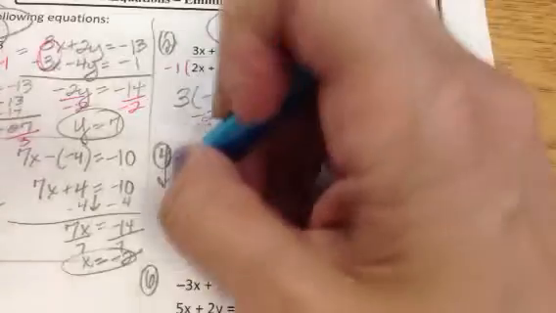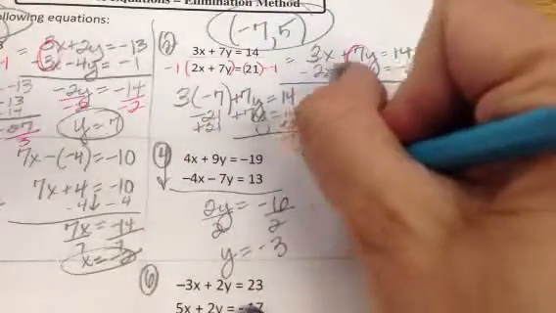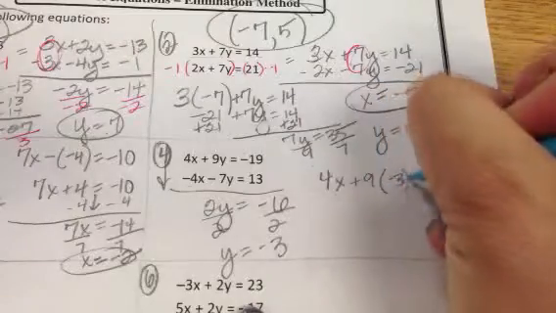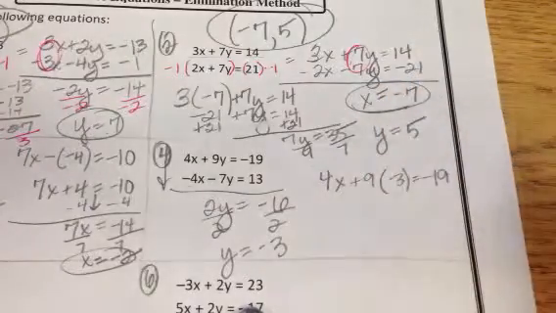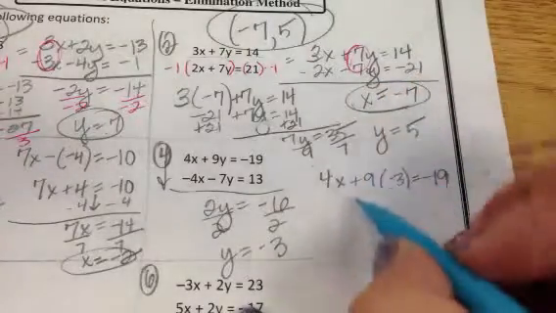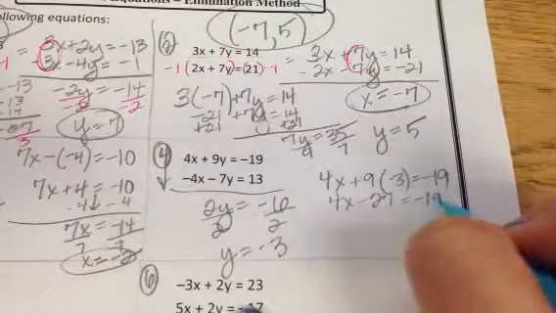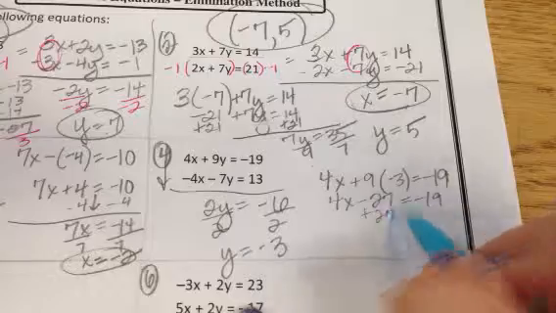I'm going to go in and use that negative 3 in the first equation. 4x plus 9 times negative 3 equals negative 19. And I'm going to go through the process of solving for x. 4x minus 27 equals negative 19. I'm going to add 27 to both sides.